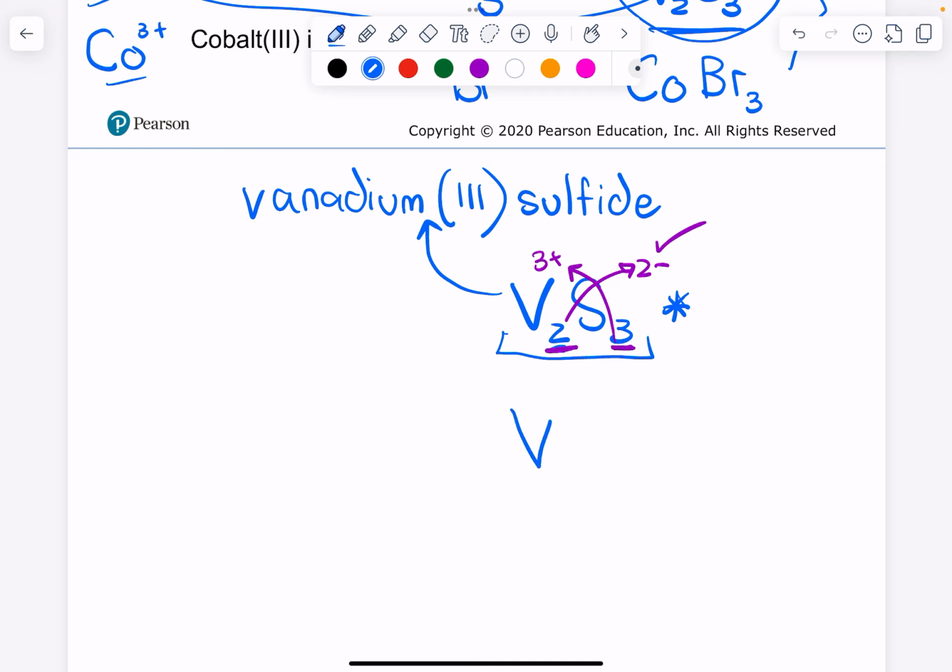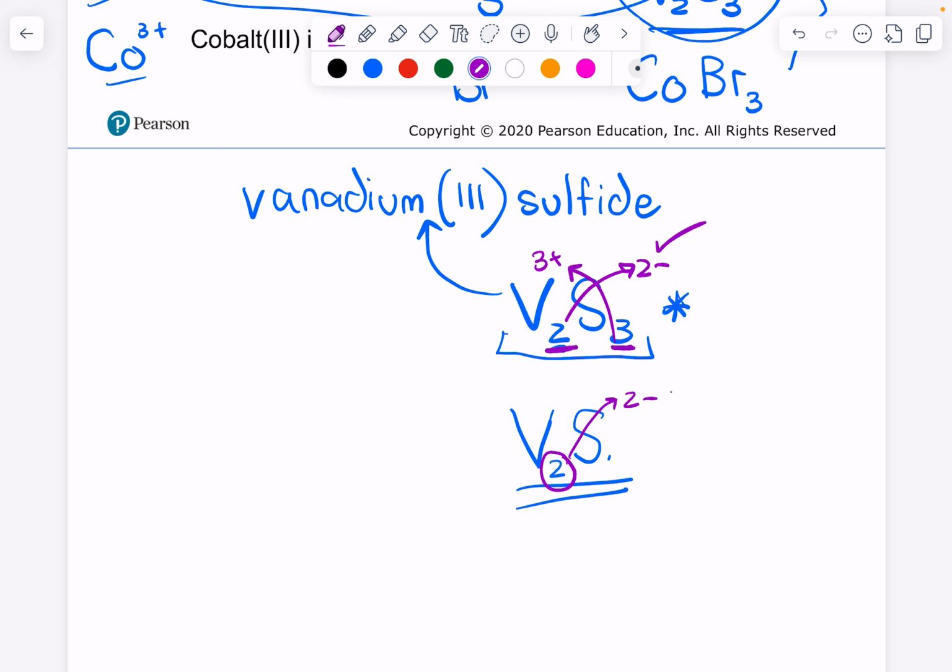Let's pretend this was V2S4. No, I don't want to do that. Let's just say V2S, okay? So let's say that this was the chemical formula. So I'm going to reverse the charges. I'm going to take the 2 and go back up here and say this is 2 minus.